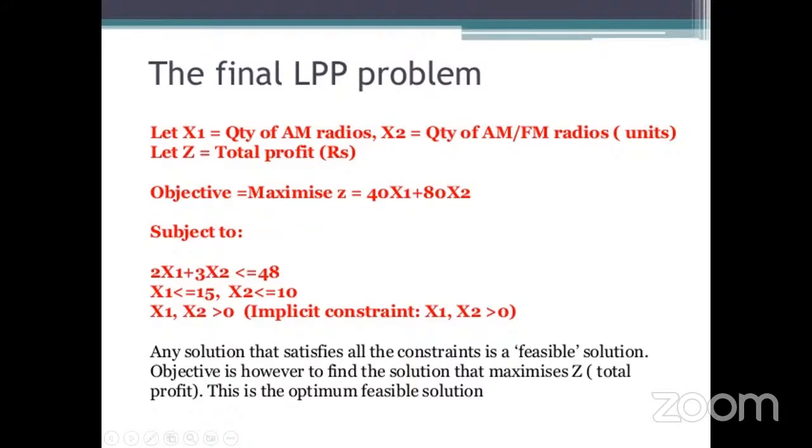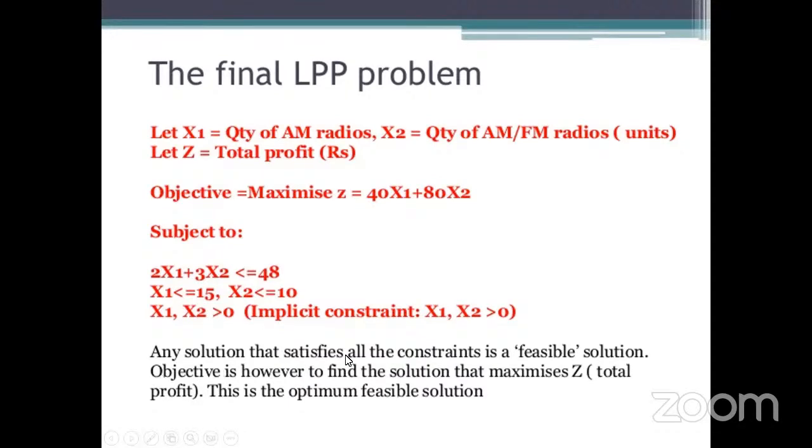We can't use it if the variables are more than two, because on the graph we can draw hardly two axes. X1 variable will be on x-axis, x2 variable will be on y-axis. Like that, we can take two variables, sometimes three on y-axis, which are interrelated. Then only it is possible. Otherwise, hardly two variables can be solved with the graphical method.